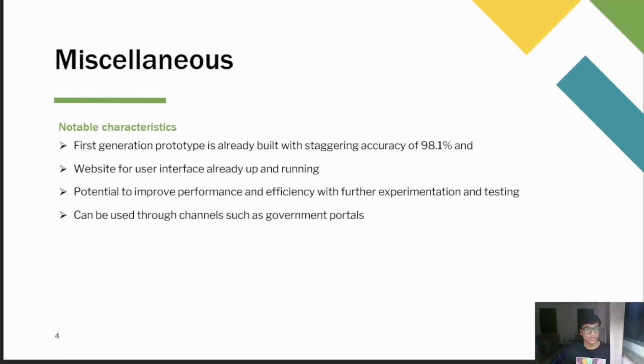So we created a user-friendly website, which is locally deployed, for accessing the model, and we have a first generation prototype ready, trained on 1600 images with a staggering accuracy of 98.1%. Now I'll have our team leader Animesh take over to explain the code and the working behind this model.